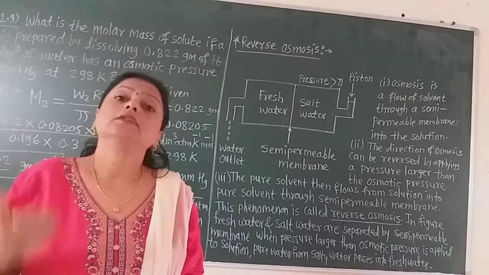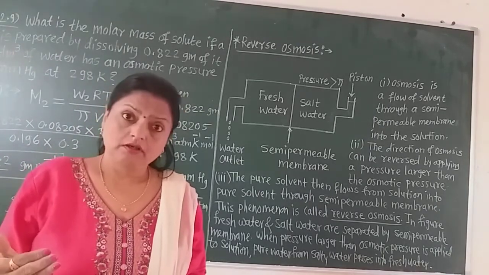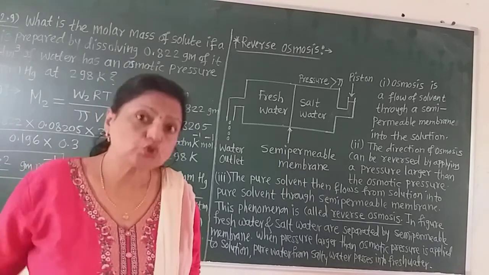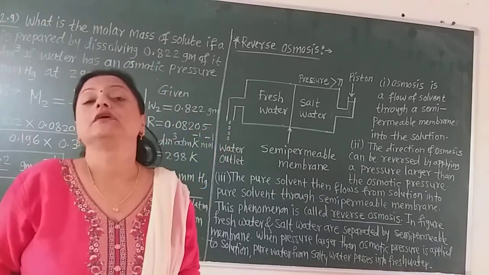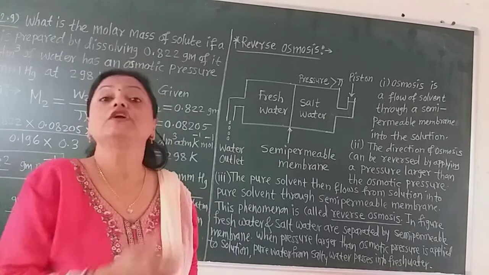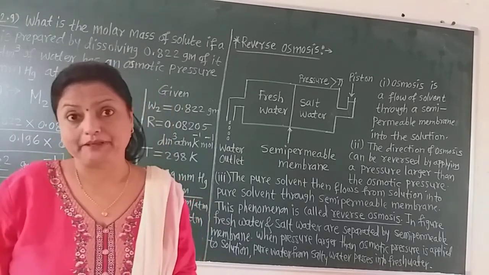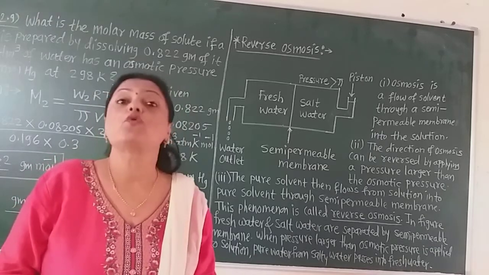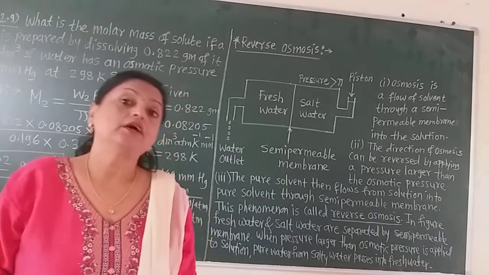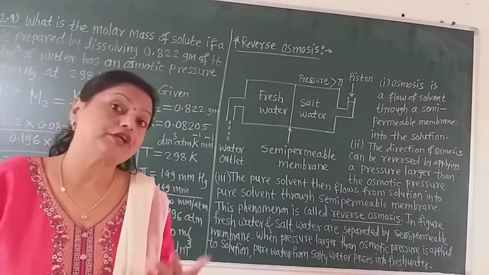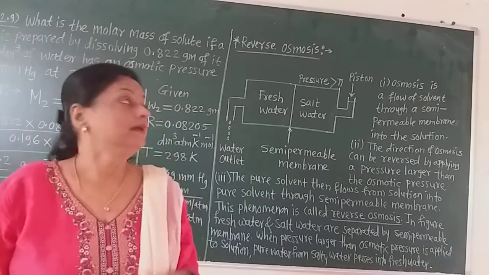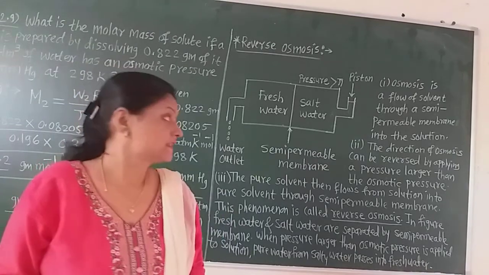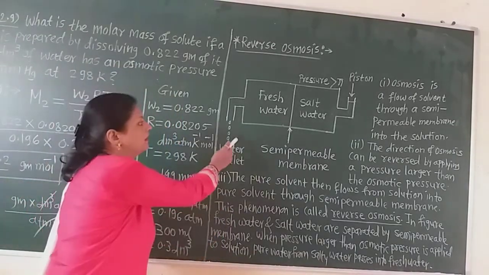That means the solvent molecules from that solution pass through the semi-permeable membrane to the pure solvent. Now student, in this way we can purify the sea water also, and we obtain drinking water from the sea water by using the process of reverse osmosis. Now see, here is the figure.